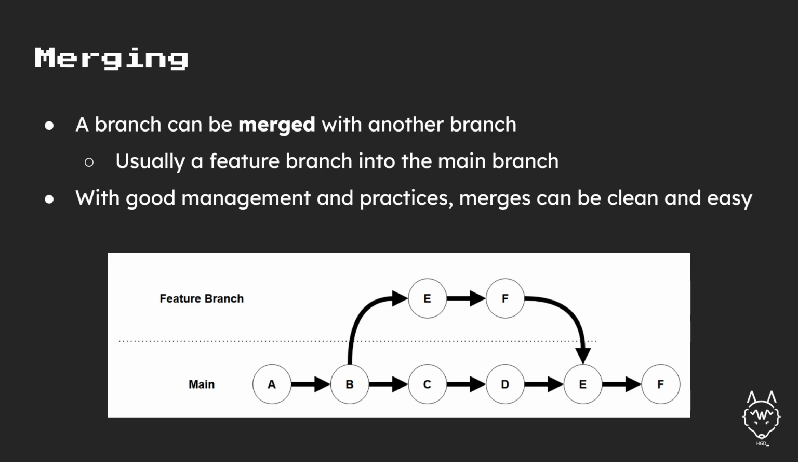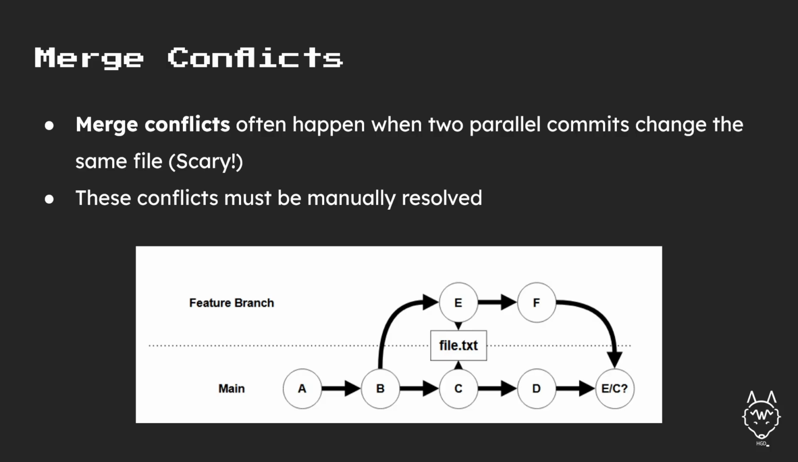So as you can see on the bottom, we have A, B, and then branching off of the B commit, we have E and F. And the main branch and the feature branch have been developed in parallel. So the main branch has gotten C and D. And then when we want to merge it, we just add the commits on the feature branch into the main branch. So we get D, E, F.